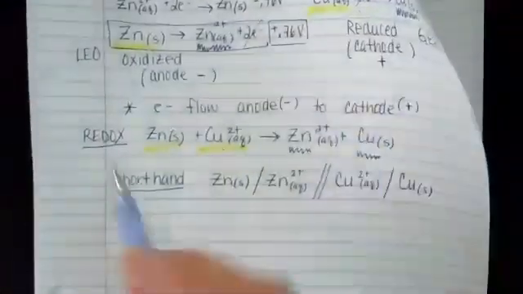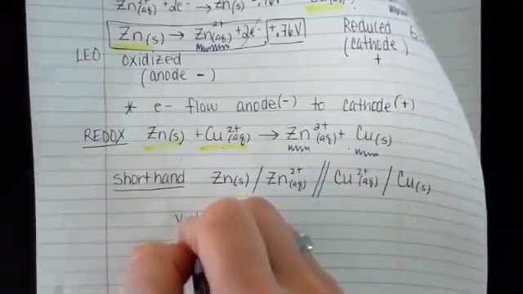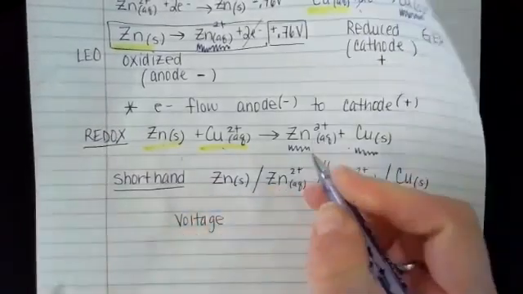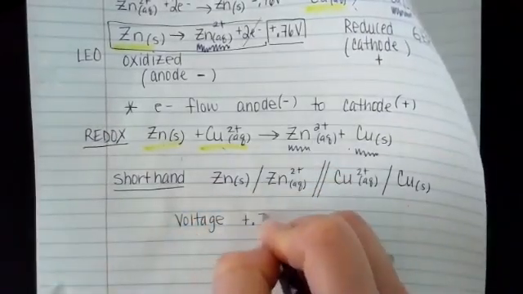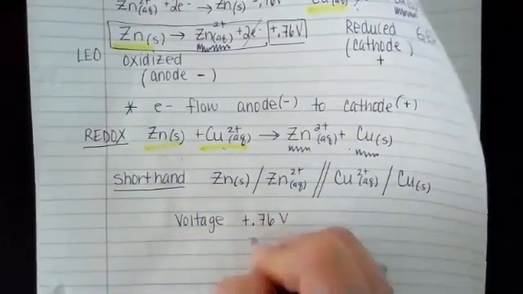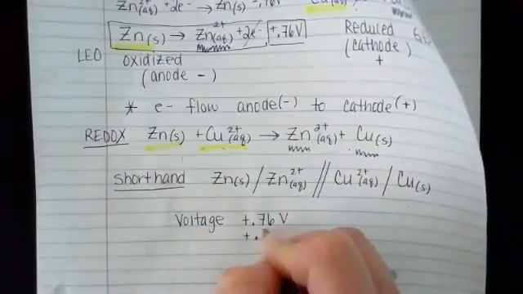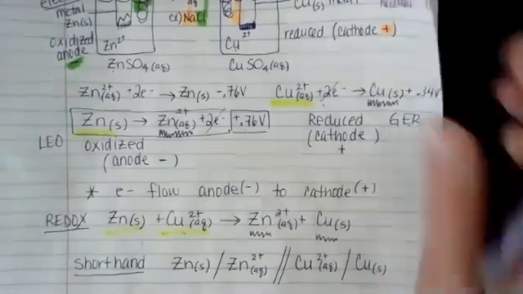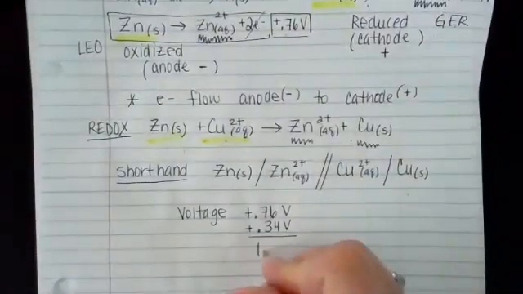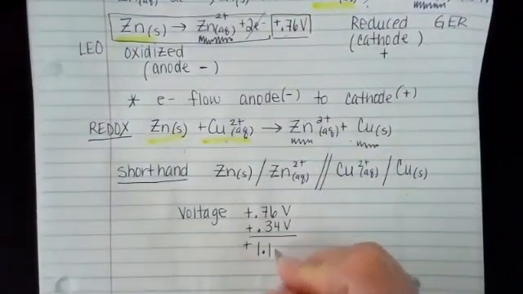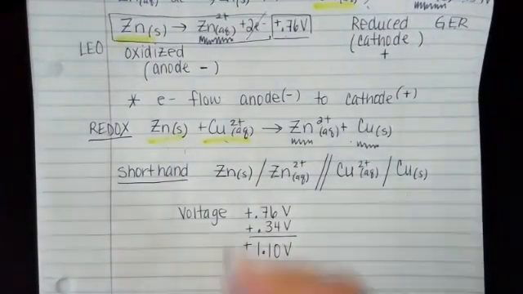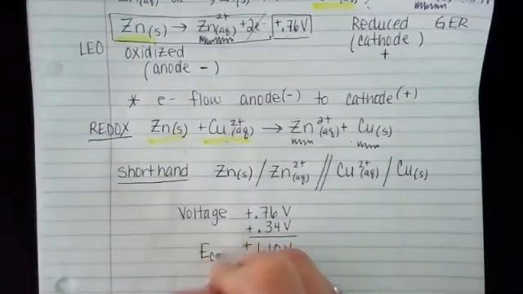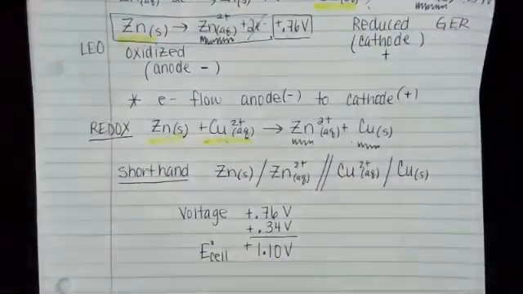And then finally, we should be able to calculate your voltage. The voltage is 0.76 volts plus 0.34 volts. It's a plus because we flipped it. We took both of them together and we get a spontaneous one, positive 1.1 volts. And they refer to that as an E cell, sometimes looking like this.